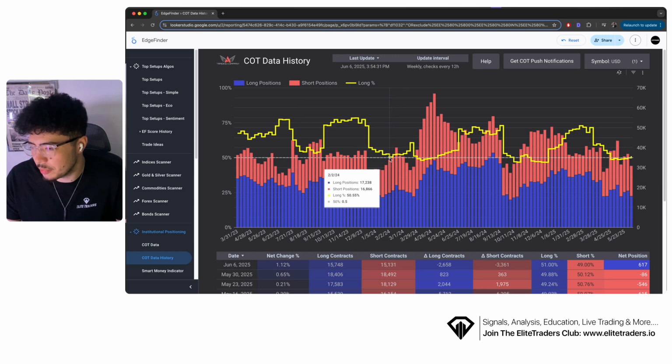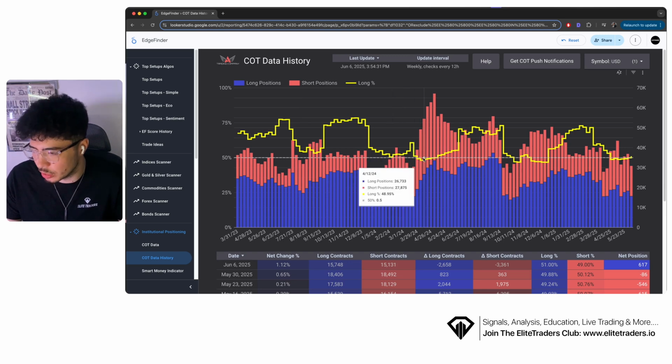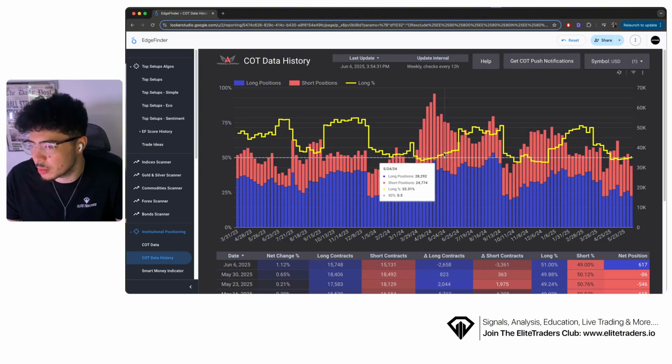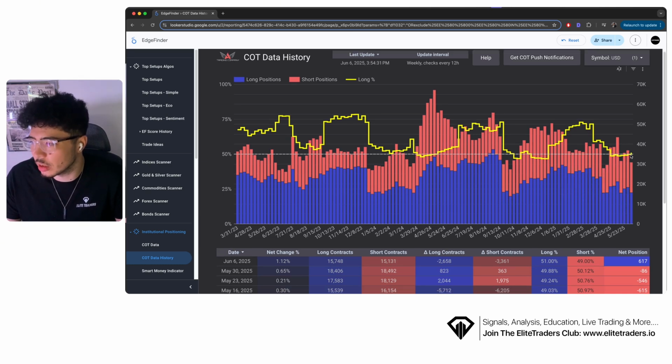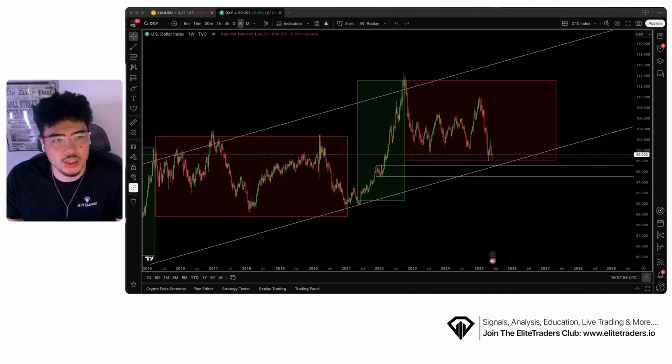So if we just look, it came down to 50% longs and bounced off 50%. Obviously it shot slightly under 50%, but it still bounced up pretty much right after. Similar thing here, down at 50%, shot up. Right now, we were just below 50 and we just popped back up again. So this is telling us that institutions are buying the dollar, which is interesting, but it's not enough really for us to get too heavily positioned.